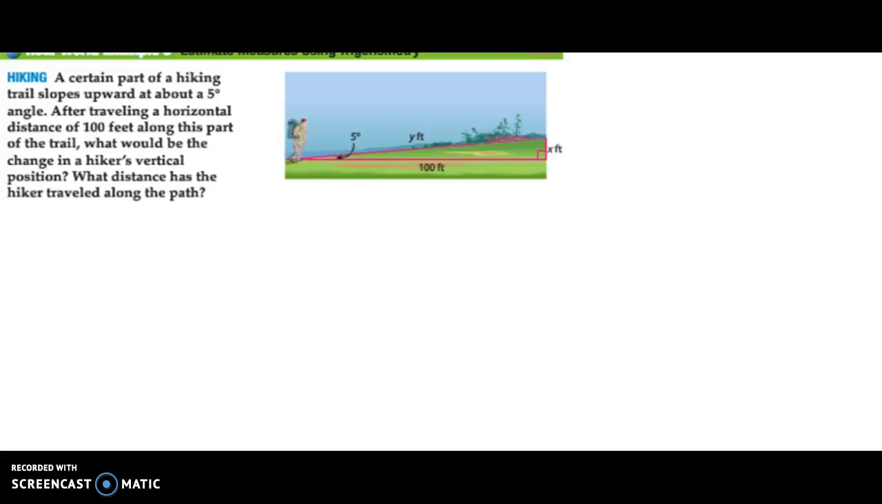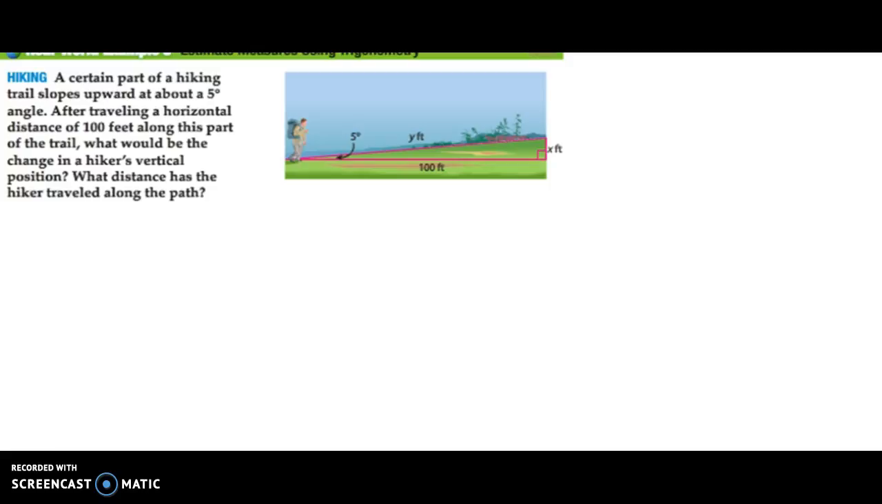Example 3 is a real-world problem. It says a certain part of a hiking trail slopes upward about 5 degrees of an angle. After traveling a horizontal distance of 100 feet along this part of the trail, what would be the change in the hiker's vertical position? What's the distance the hiker has traveled along the path?